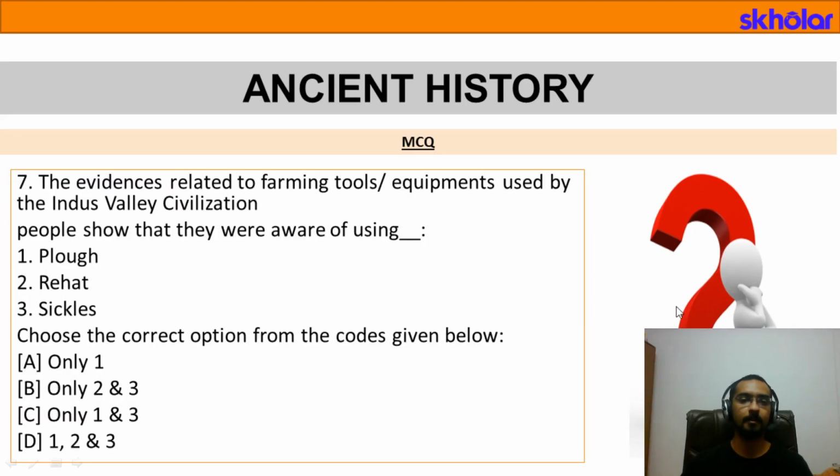So let's take up another question. The evidence is related to the farming tools and equipment used by the Indus people.